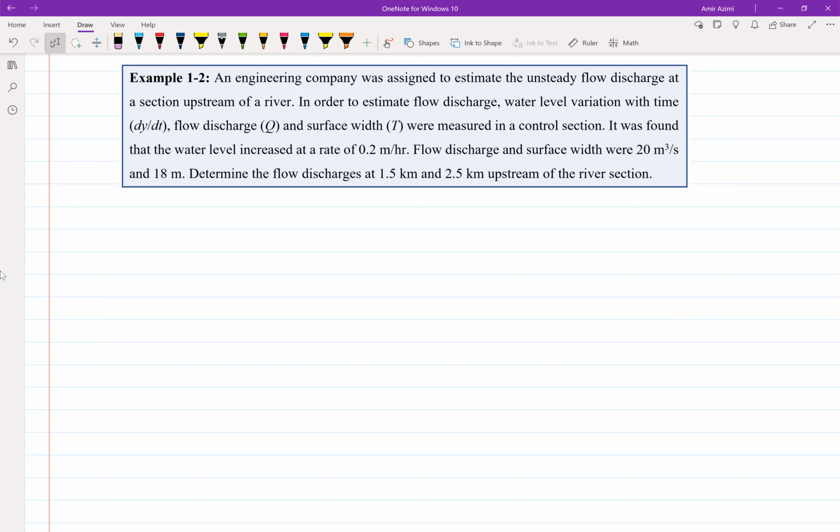in a control section. It was found that the water level increased at the rate of 0.2 meter per hour. Flow discharge and surface width were 20 cubic meter per second and 18 meter. Determine flow discharges at 1.5 kilometer and 2.5 kilometer upstream of the river section. So we have a river section.